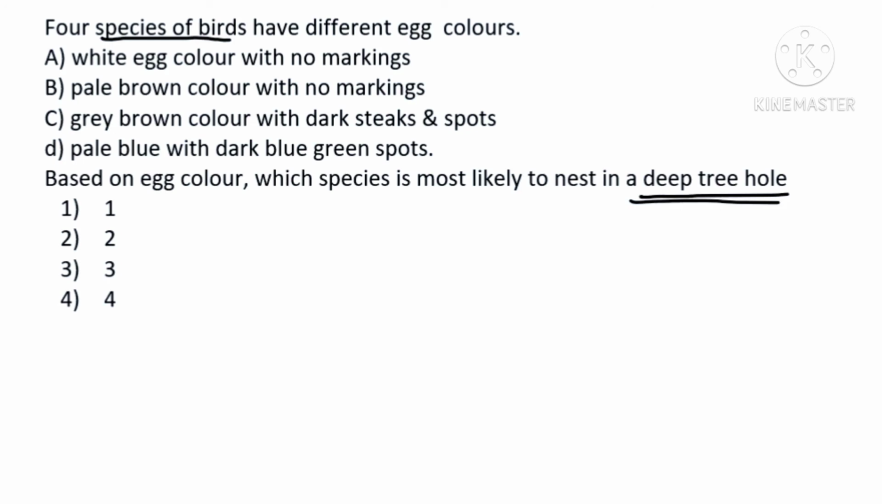Is it clear? If you think about it, you can get a hint as to which color will be very contrasting. I think white color will be very contrasting and easily visible to predators. So the eggs which are white in color will be laid in a very deep tree hole. Because they have asked which species is most likely, your answer will be the first option: the species laying white eggs in a deep tree hole. I hope this explanation is helping you to understand the concept.